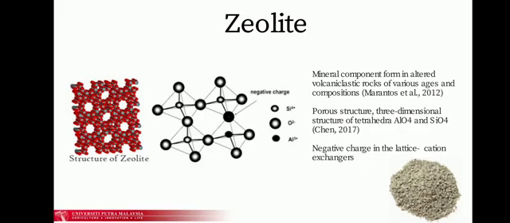Next is zeolite. It is a mineral component formed in altered volcanic clastic rock, and it has a porous, three-dimensional structure of tetrahedra AlO4 and SiO4. It is negatively charged, so it can be used as a cation exchanger.